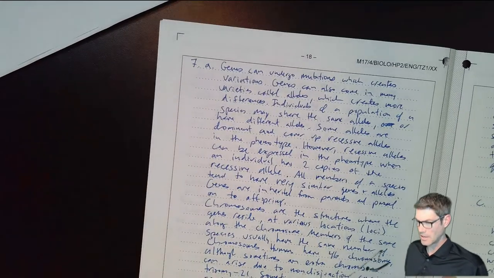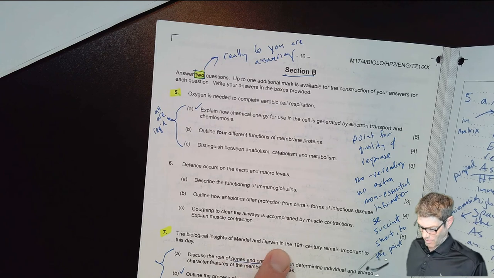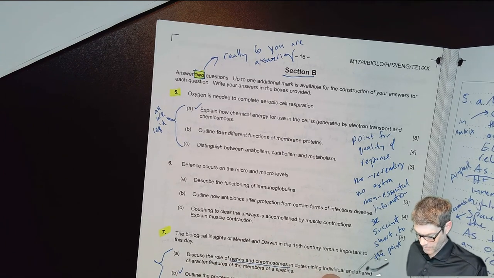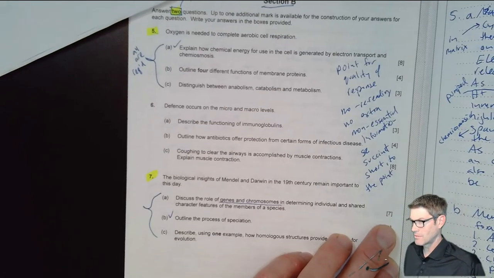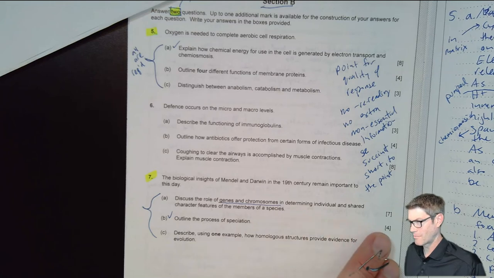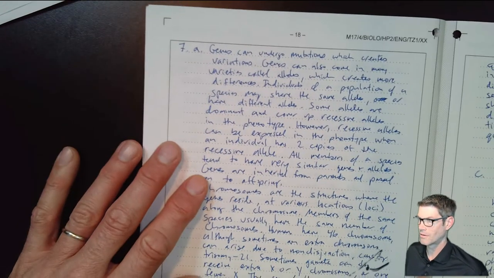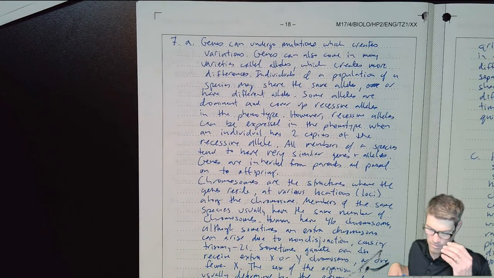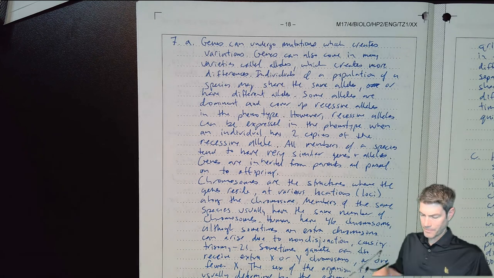Turn the page. So this question talks about Mendel and Darwin, but discuss the role of genes and chromosomes in determining individuals and shared features of members of one species. And I didn't have it on camera, but you see the question, and it's worth 7 points. So again, it's going to be a long answer. It wants genes and chromosomes, not genes or chromosomes. So you've got to talk about both.